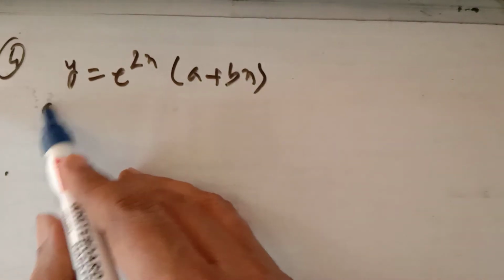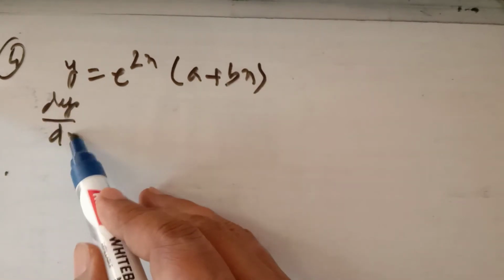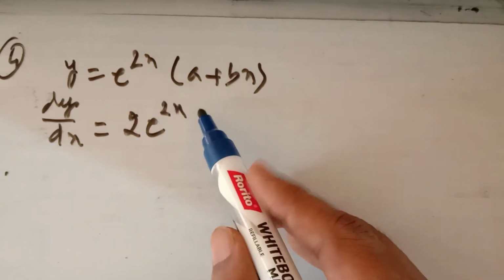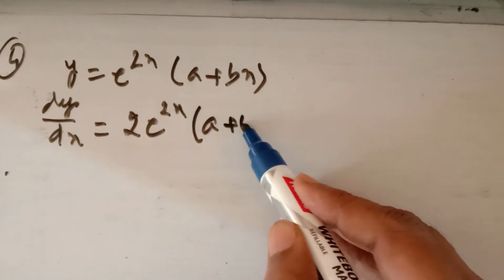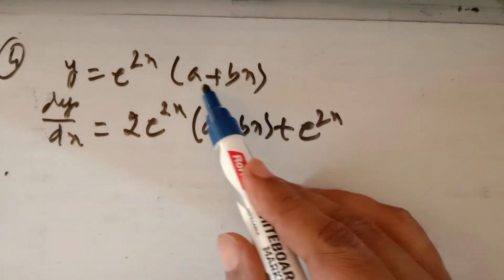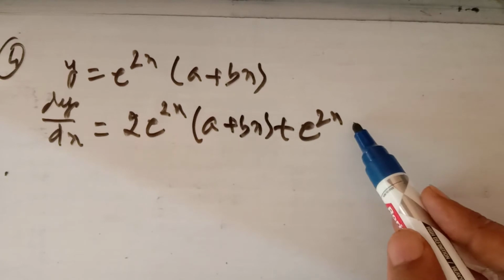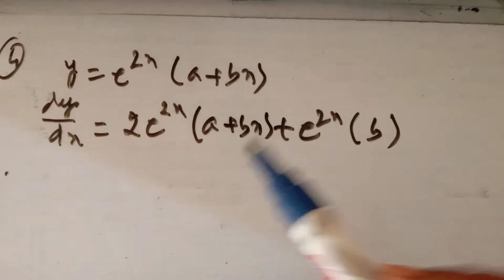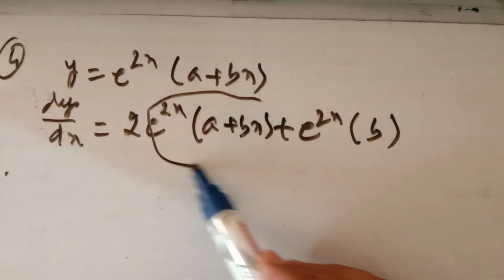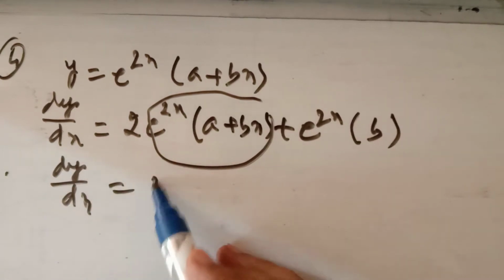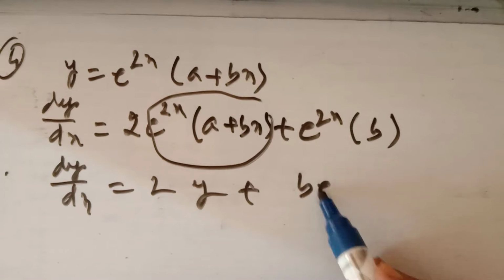Again we have two arbitrary constants. So the first derivative, I have to use the product rule. The derivative of e^(2x) is e^(2x) into 2, and the derivative of a plus bx is b, and in place of this you can write y, 2y plus b e^(2x).